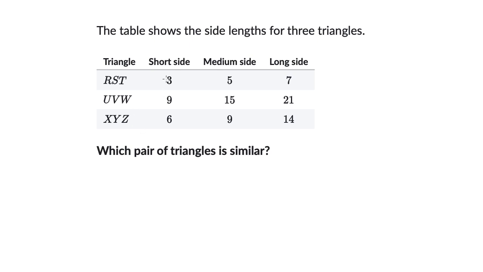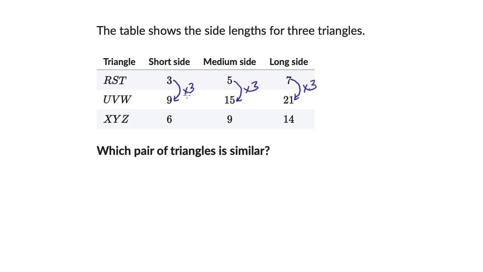So for example, we could look at the ratio of the short sides of the corresponding triangles. If I go from the short side of RST to the short side of UVW, it looks like I'm multiplying by 3. If I go from the medium side of RST to UVW, it looks like I'm multiplying by 3. So far I have the same ratio. I have a 3-to-1 ratio, 3-to-1 ratio. And it looks like the long side, when I go from 7 to 21, that's also multiplying by 3.